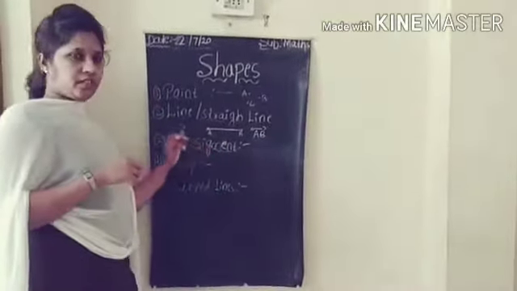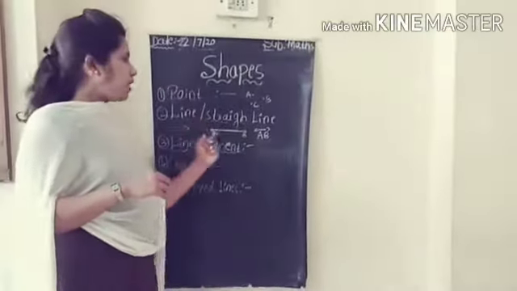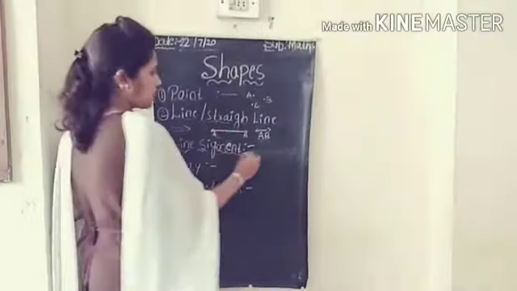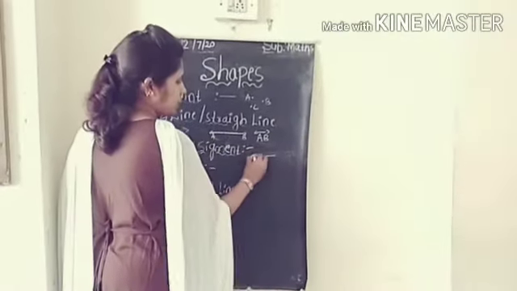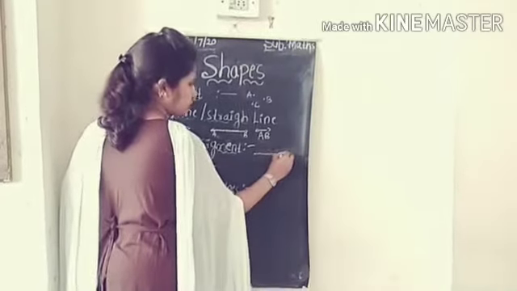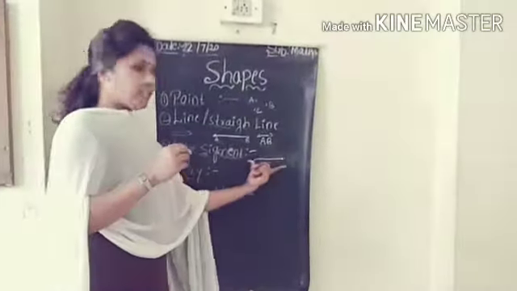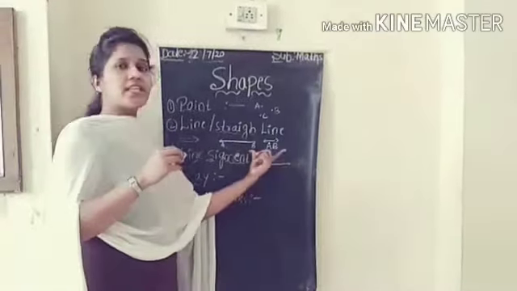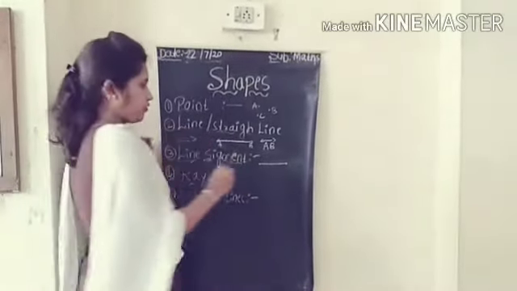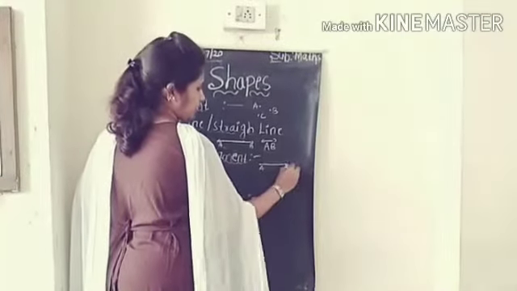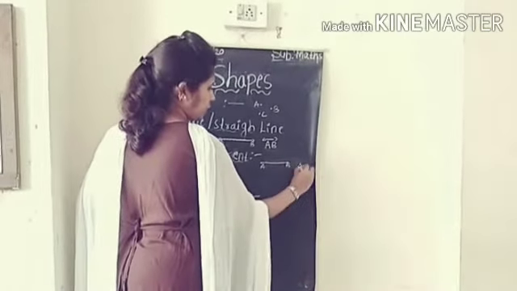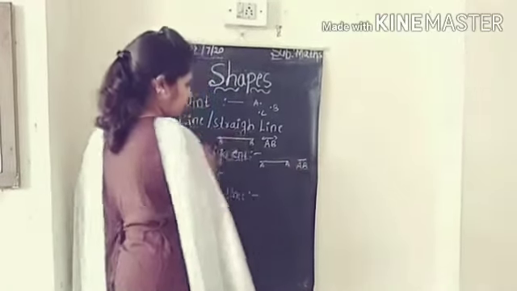Line segment. A line segment is a part of a line. It has two points, a starting point and an end point. It does not extend. It has exact length. We name A, B. We write it as line segment AB.